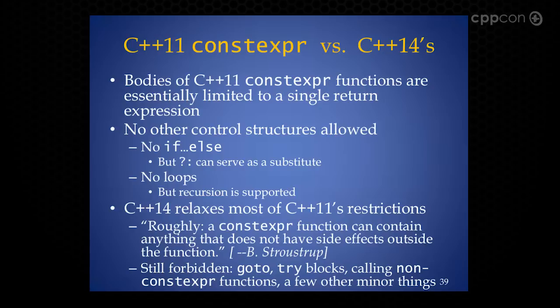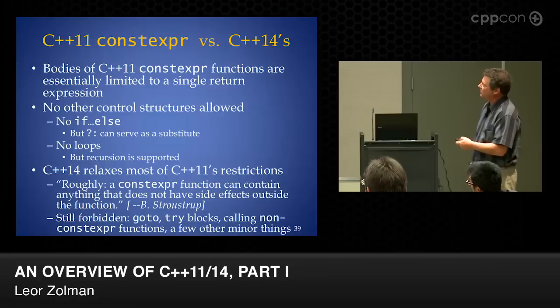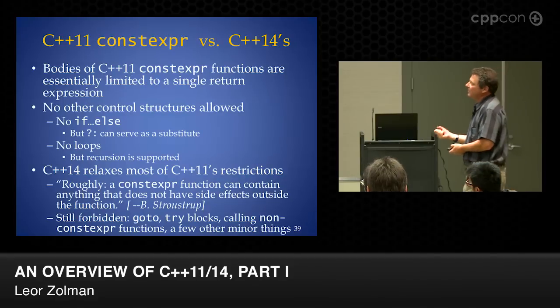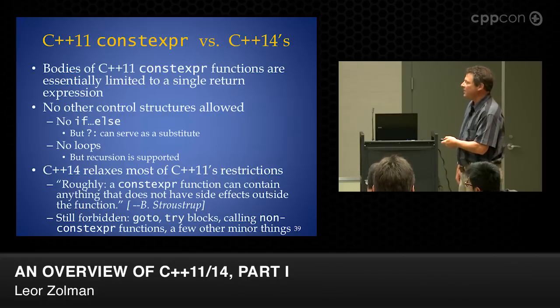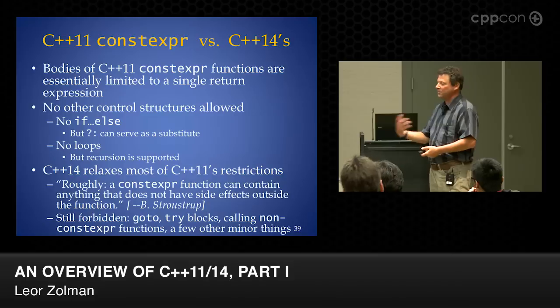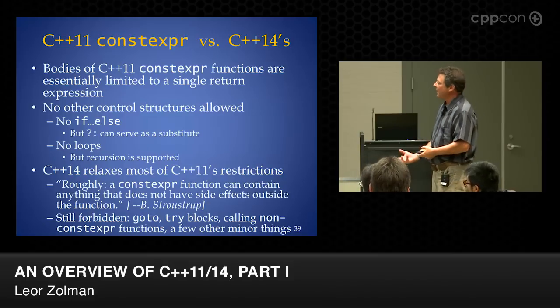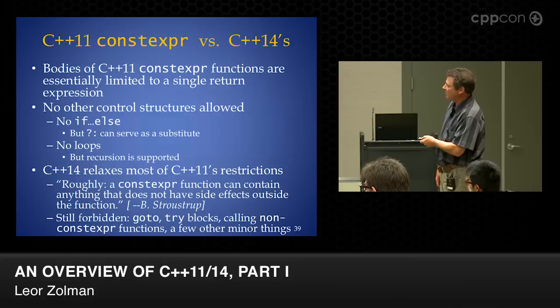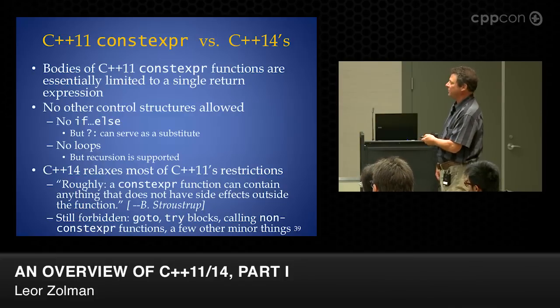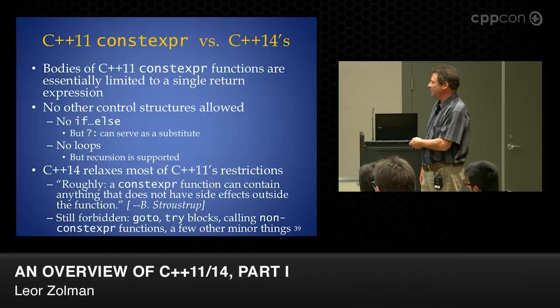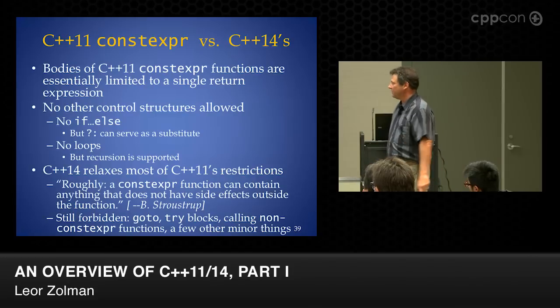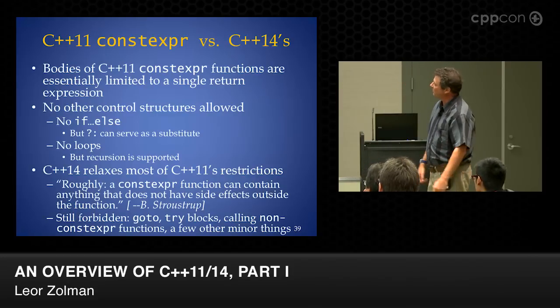The constexpr functions have evolved from C++11 to C++14. So in 11, the bodies of those functions were limited to just a single expression, and you couldn't have if-elses or loops, although you could simulate them. In C++14, a lot of those limitations are relaxed. You can now have multiple statements in a constexpr function, and it works. So Bjarne characterizes this as roughly, a constexpr function now, we're talking about 14, can contain anything that does not have side effects outside the function. And you still can't do goto, you can't have exception handling, you can't call non-constexpr functions, etc. But it does give you more flexibility of what you can do in there.